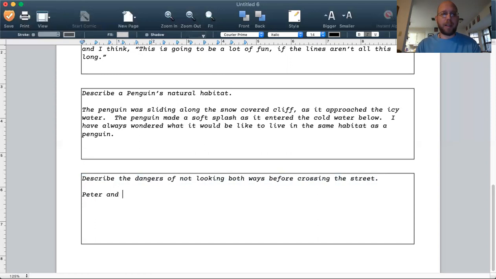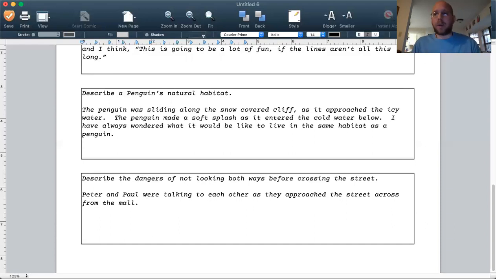Peter and Paul were walking, talking to each other as they approached the street across from the mall. All right, so where were they? They were approaching the street across from the mall.